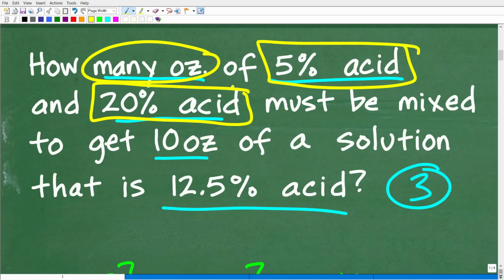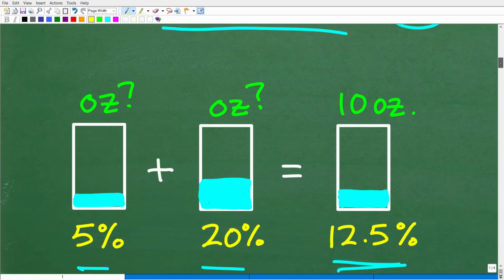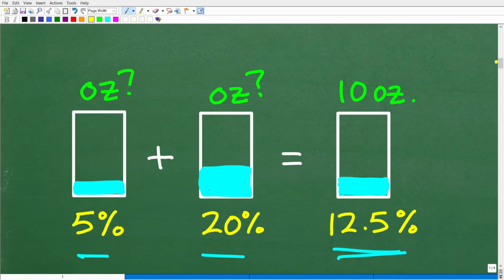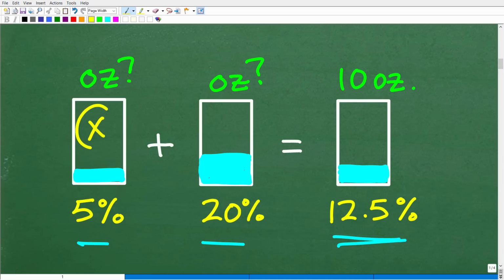So how many unknown values are we looking for? Well, we're actually looking for two values that we don't know. Okay, there's two unknown values, this one and this one. So in terms of algebra, the amount of unknowns that you have is typically going to be the amount of variables that we need to use. So we might be thinking in terms of using two variables here. So maybe we'll let x equal the amount of ounces for the 5% solution and y the amount of ounces for the 20% solution.